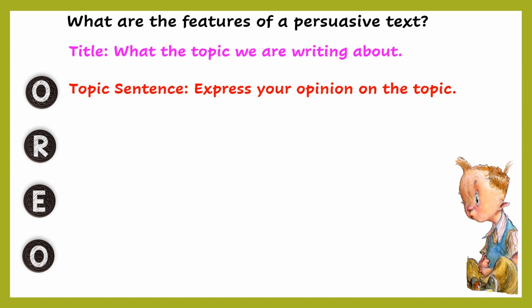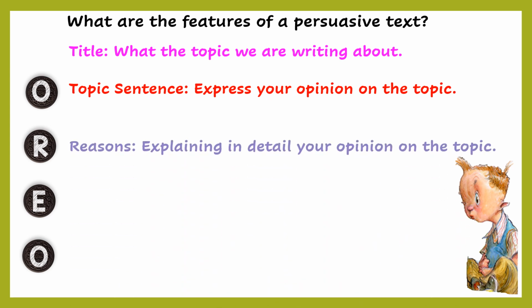Then, because we want to persuade them, we're going to give them some reasons. In fact, the more reasons we have, the more persuasive our writing will be. So a good example would be at least to give them 3. And when we're writing a reason, that's when we're explaining in detail your opinion on the topic. And for every reason, we're going to back it up with another sentence, which is going to give them an example to support our opinion.